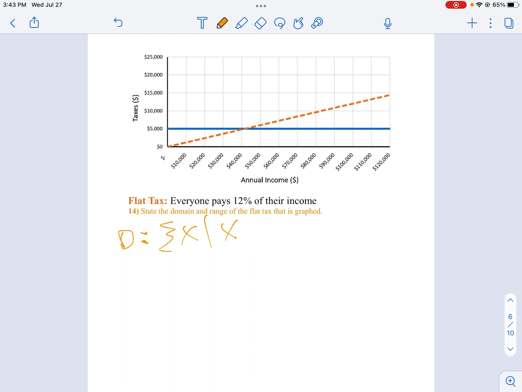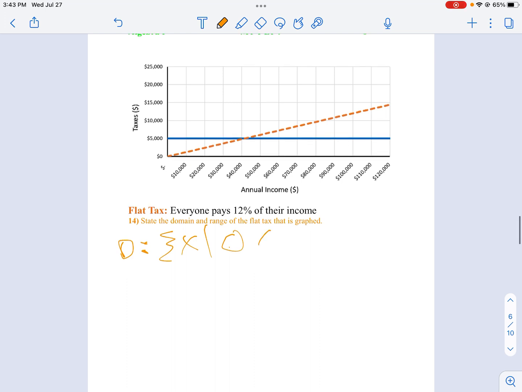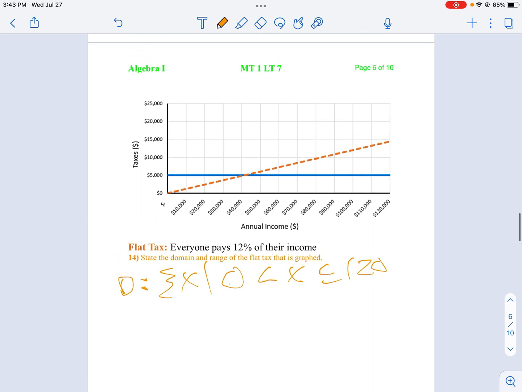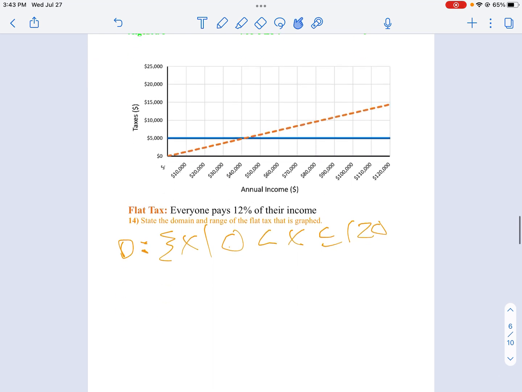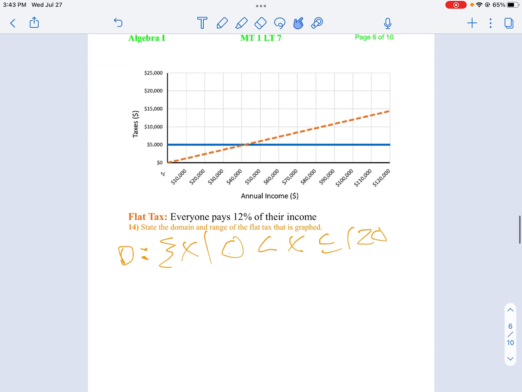Whoops, try that again, messed up. So x is going to be between 0 and 120,000. I want to write 0 first, and I keep on messing that up. So 0 is less than x, which is less than or equal to 120,000. There we go. Okay, now let's do our range.